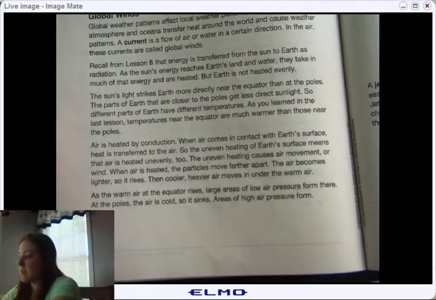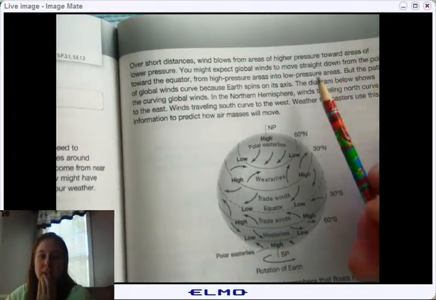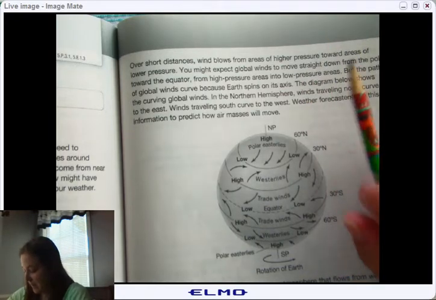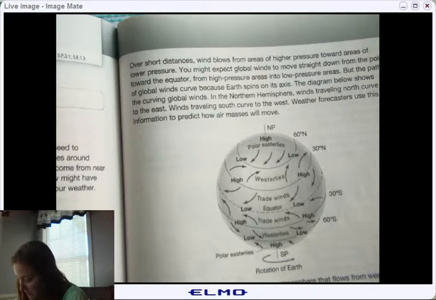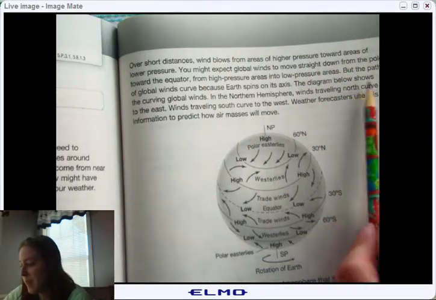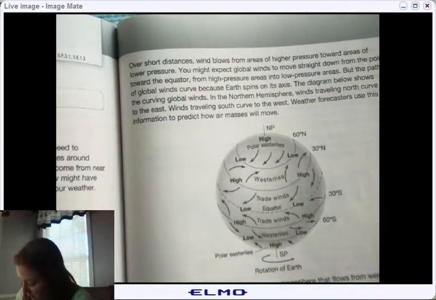Over a short distance, wind blows from areas of blank pressure towards areas of lower pressure. So where are we starting? Where is it coming from? It's coming from the pressure right here. So you're having high pressure to low pressure. The paths of global winds blank because Earth spins on an axis. So the paths of global winds, what do they do? They curve because Earth spins on an axis.